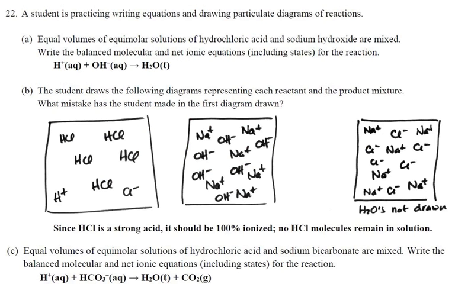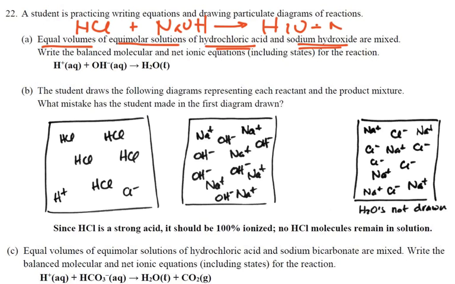Okay, next problem 22. A student is practicing writing equations and drawing particulate diagrams of reactions. If we have equal volumes of equal molar solutions of hydrochloric acid and sodium hydroxide, that means we have 1 HCl for every 1 sodium hydroxide. What's going to happen is a double replacement. We're going to get water and sodium chloride. The question is, write the balanced molecular and net ionic equation.